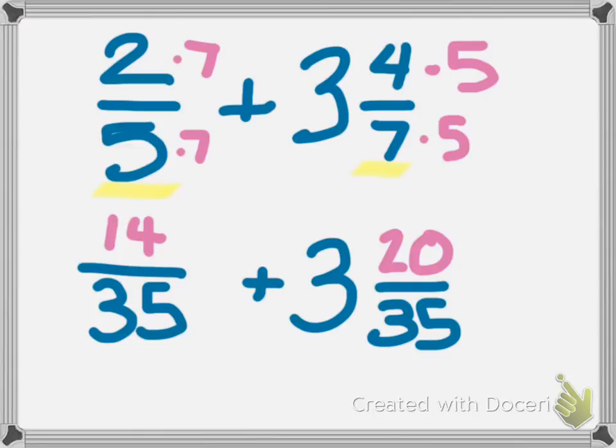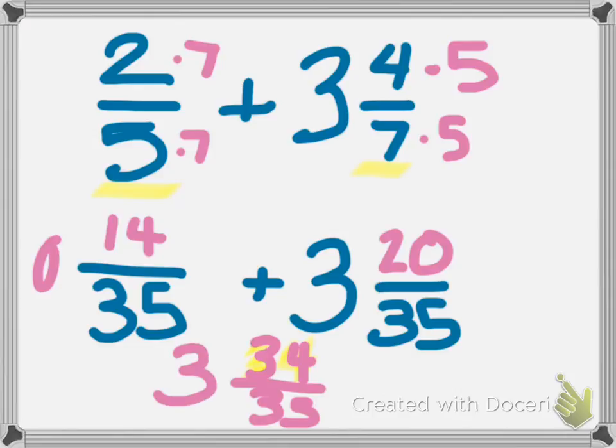Now I can just add the whole numbers, and I can add the fractions. So 14 plus 20 is 34. And that's going to be 34 over 35. There isn't a whole number for the first fraction, so it's basically 0 here, plus 3 gives me 3 and 34/35. So to review, to add fractions, common denominators, add your numerators, add your whole numbers if there are mixed numbers, and then simplify if needed. This one doesn't need to be simplified.